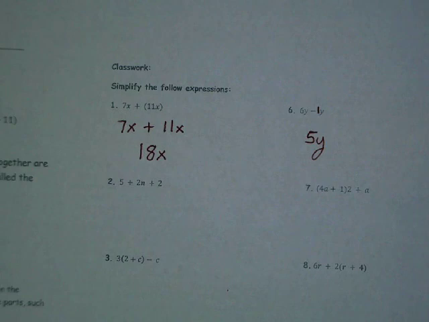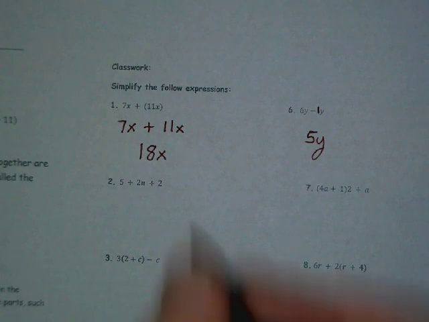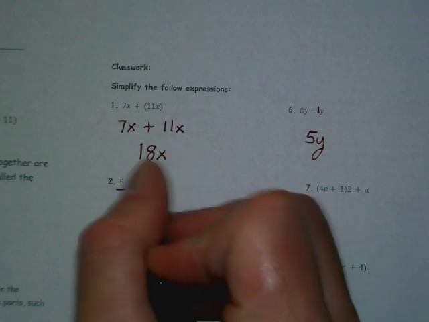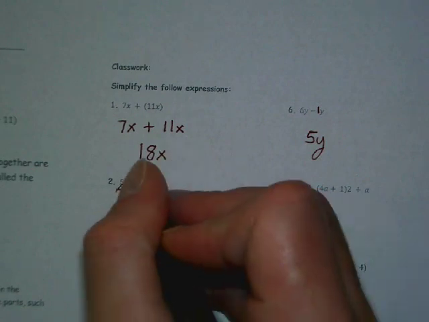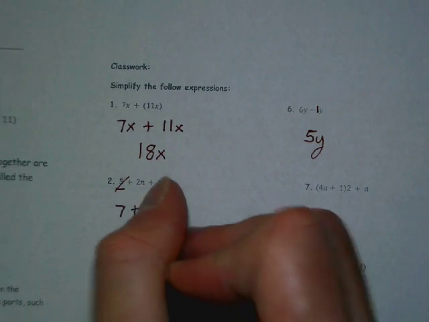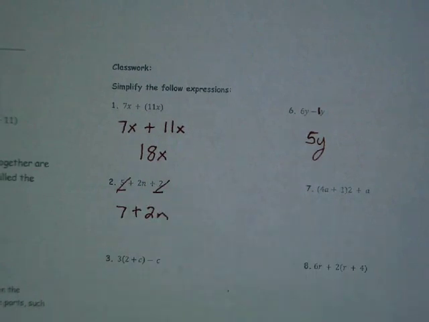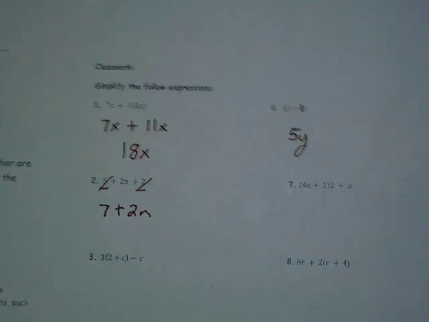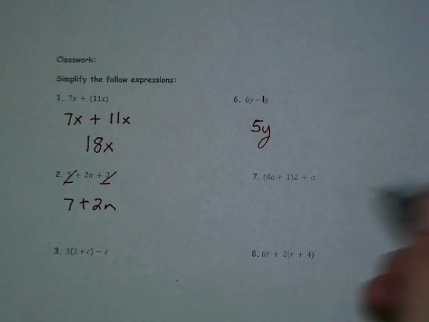And down in the next row, number 2, there's only one set of like terms there. Which 2 terms can we combine there? 5 and 2. So 5 plus 2, you get 7. And there's nothing to combine this 2n in with. So when that happens, you just bring it down. So 7 plus 2n. And the order we write that does not matter. You could put 2n plus 7. Okay, with addition, order doesn't matter. Because 1 plus 2 is the same thing as 2 plus 1. It all works the same way.